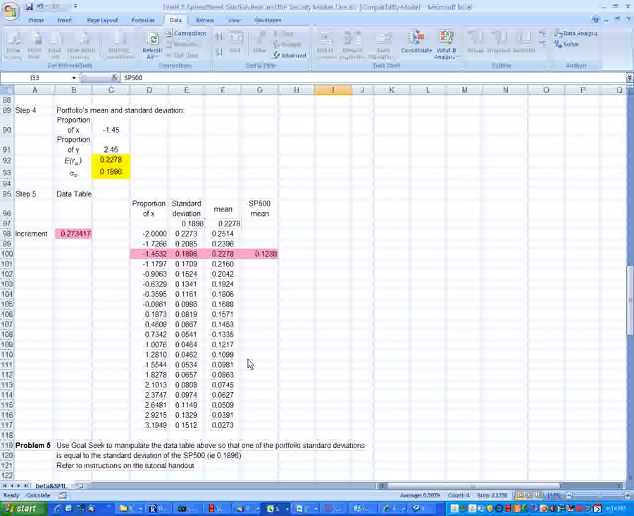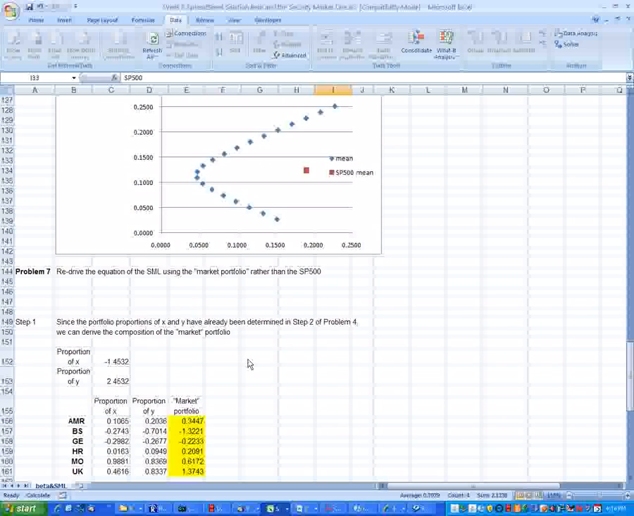And what we do in the next problem, problem 7, is use this appropriate market portfolio. We use this envelope portfolio and recalculate our beta relationship. That's it for now.